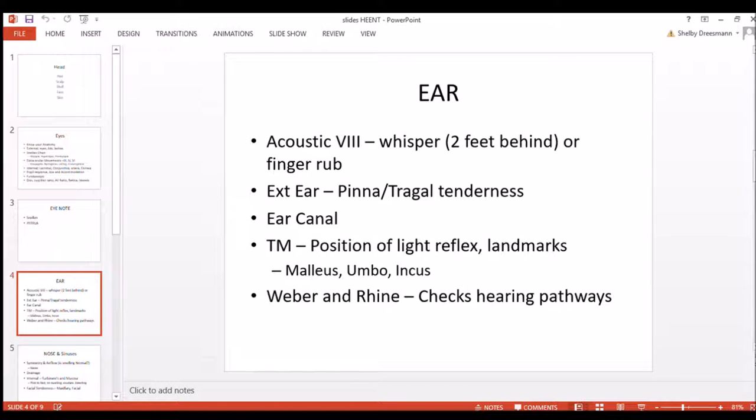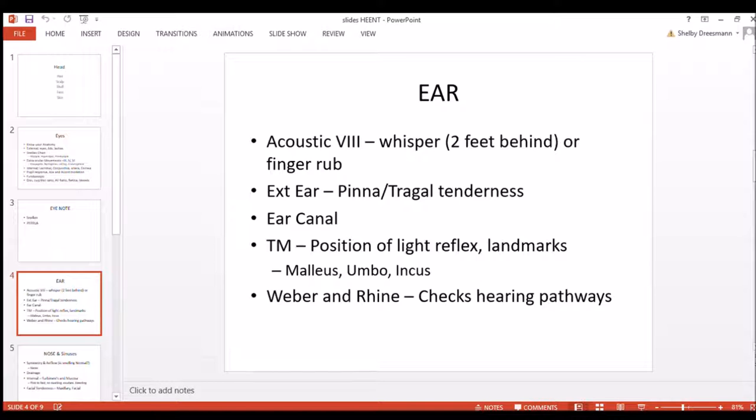Do the whisper test, the finger rub test, see if they can hear you. Inspect the alignment of the ears, where they are. They should be kind of lined up. The top should line up with your eyes. Ears should be about 4 to 10 centimeters in length. No discharge should be present. Darwin's tubercle is the normal deviation at the top of the helix that is on some people. Drusen bodies are deposits that are often made in macular degeneration within the eye.